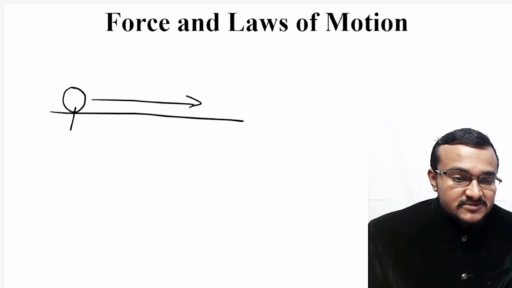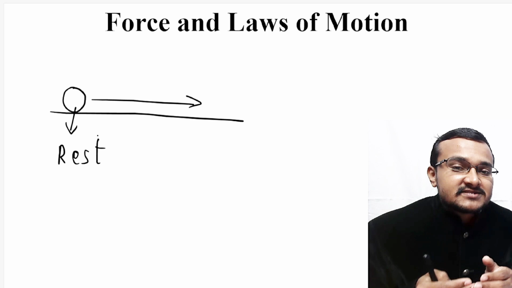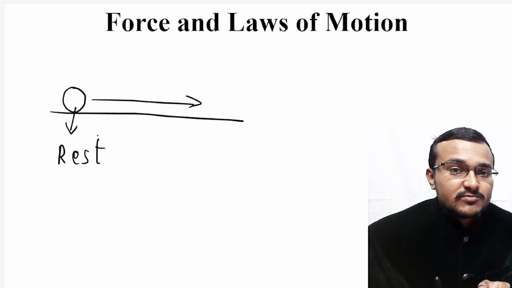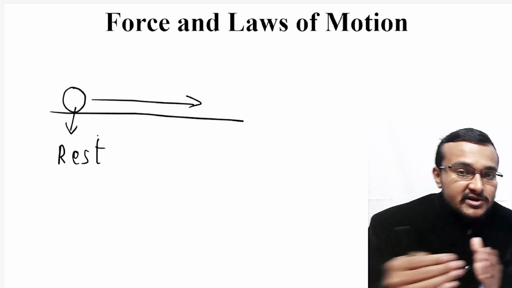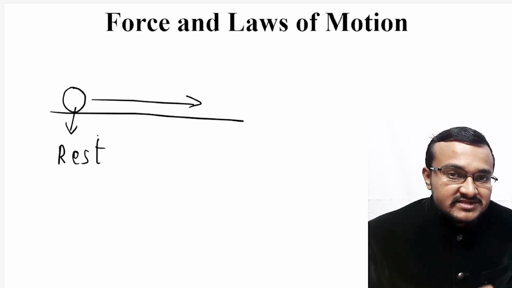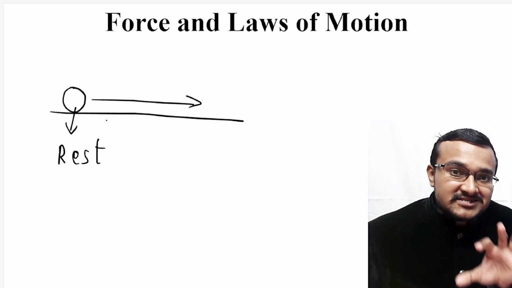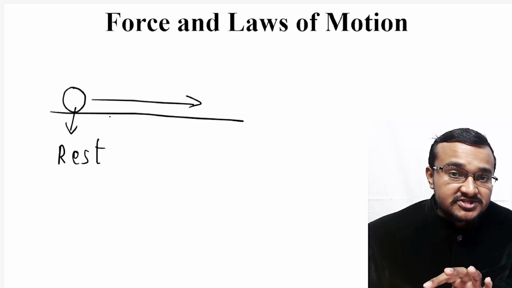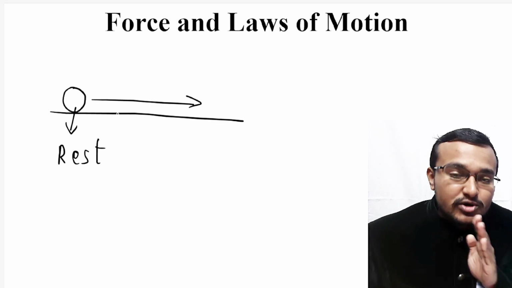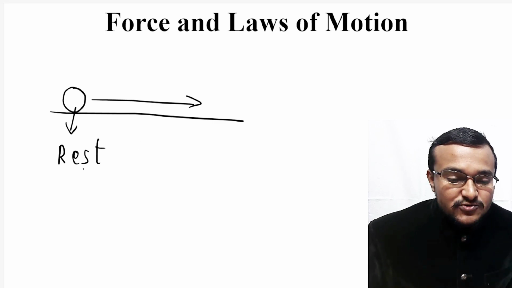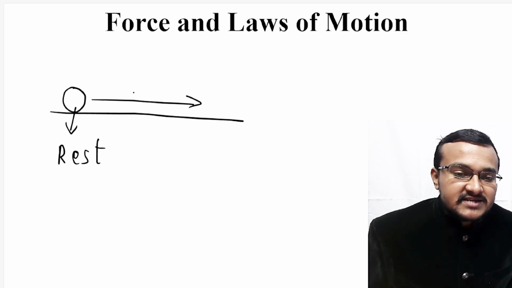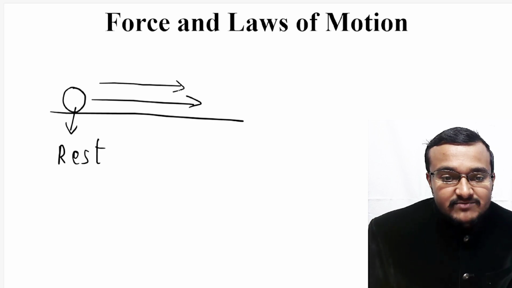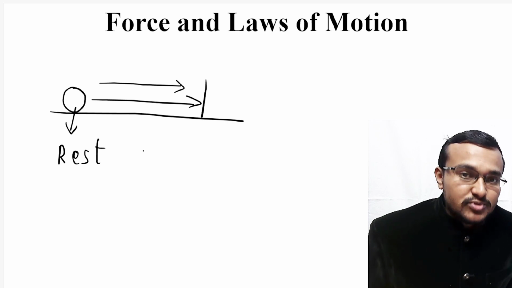So for example, this object was at rest initially. After giving a certain amount of push or pull, it will move in either the x direction or the negative x direction. That means this object is displaced from its initial position. Now this object is no more at rest, it is in motion. When you put some push on this object, it starts moving, moves to a certain point, and stops at a particular position.